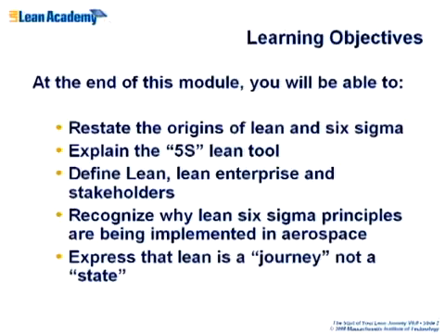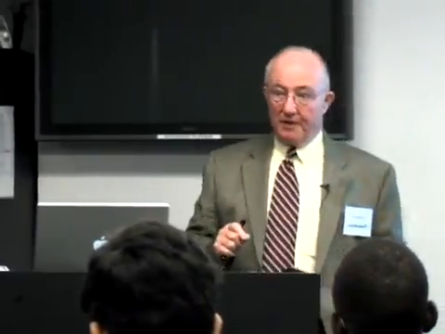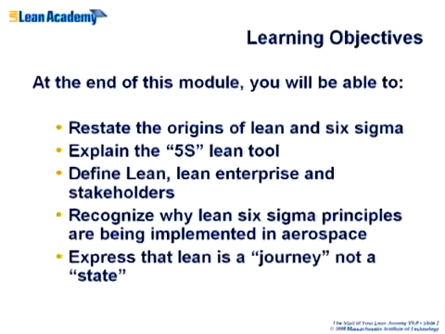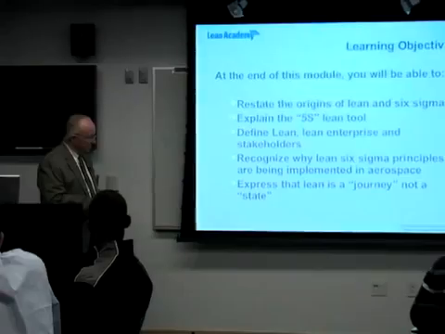By the time we get done, you're going to be able to differentiate between lean and Six Sigma, and I know that one of the attendees today mentioned that that's why they came. We're going to talk about the 5S tool. That's a derivative of the original Japanese lean concepts, and we're going to be able to define the difference between lean and a lean enterprise and stakeholders, and recognize why lean Six Sigma principles are being implemented in aerospace, because it's turned out to be a very, very valuable tool.